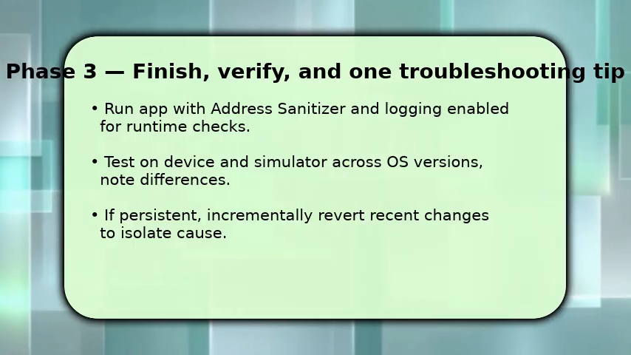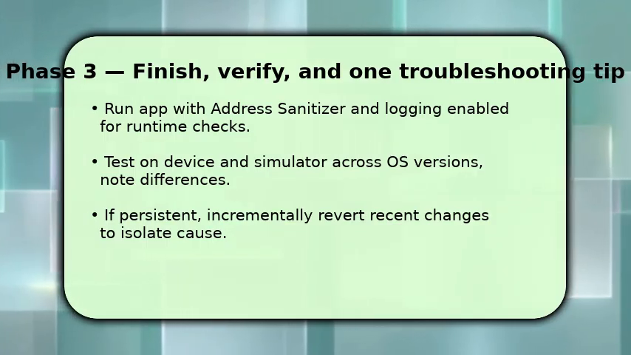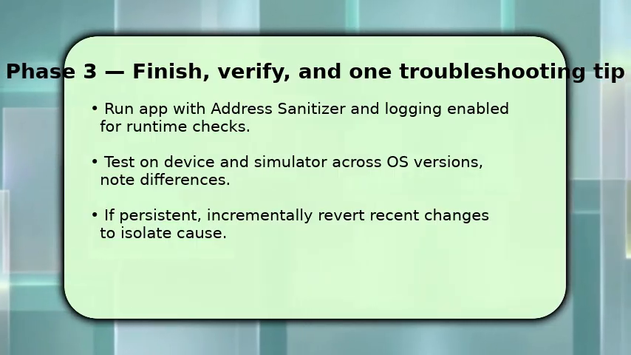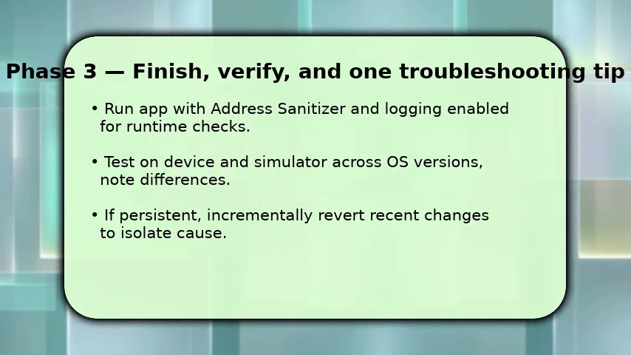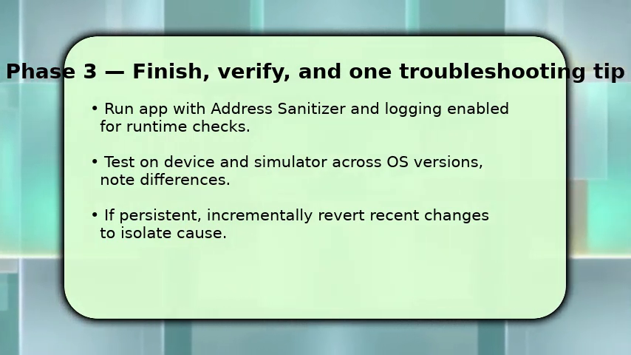If the error persists, make a minimal repro, then incrementally revert recent changes to isolate the offending commit. One key troubleshooting tip: if executors fail only on device, verify code signing and entitlements. They frequently block dynamic injection even when everything else appears correct.